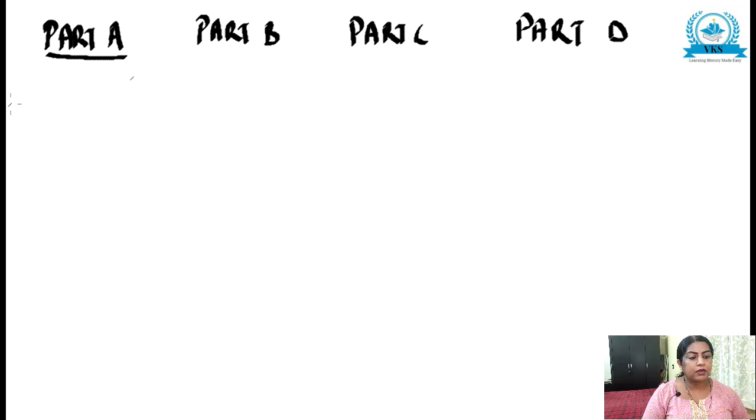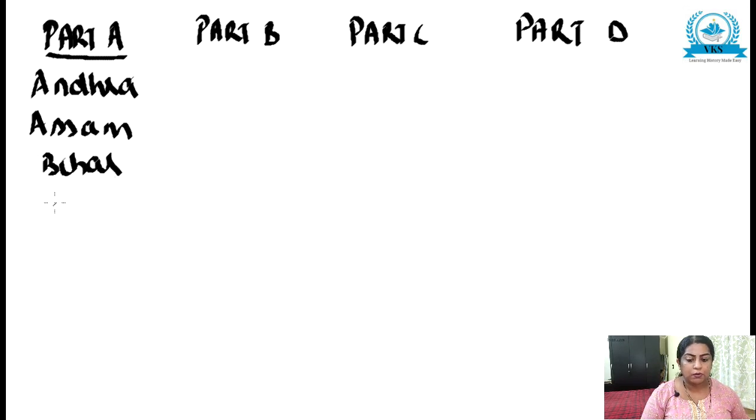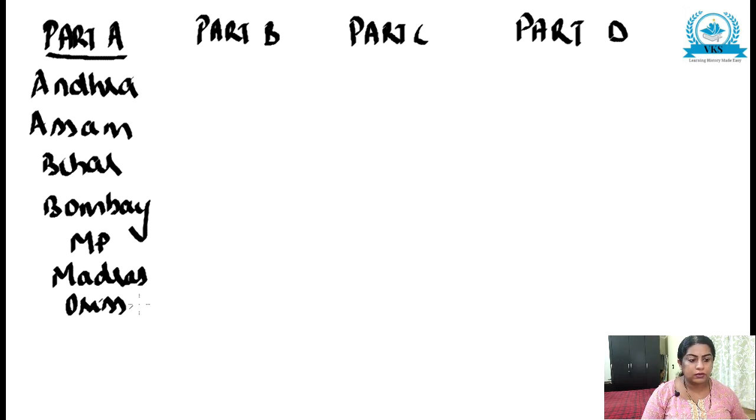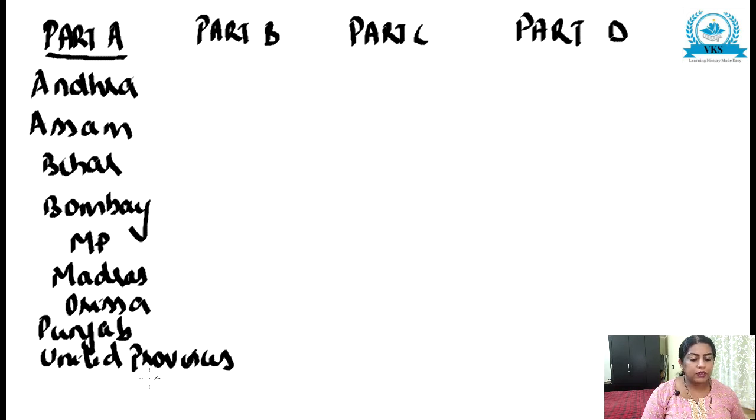The states coming under Part A are Andhra, Assam, Bihar, Bombay, Madhya Pradesh, Madras, Orissa, Punjab, then United Provinces, and West Bengal. All these were included in Part A states.